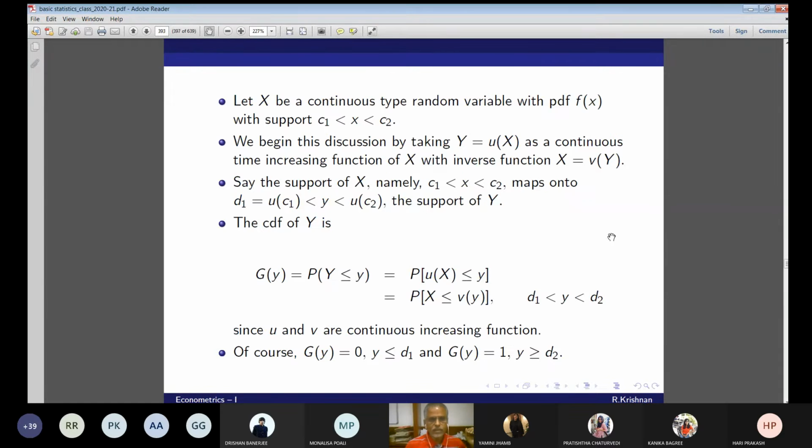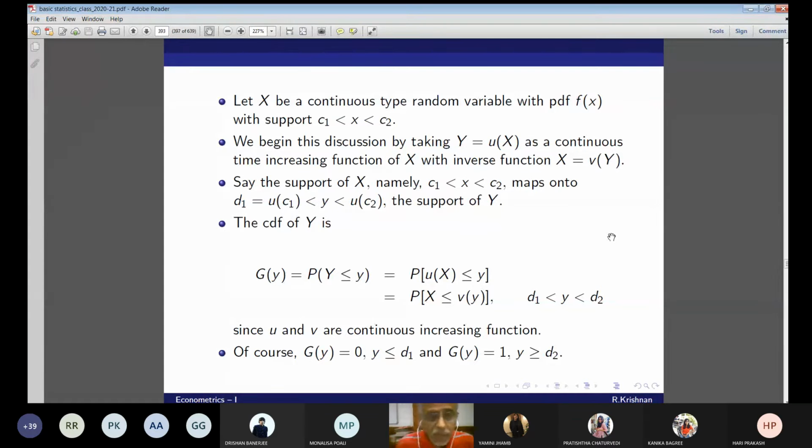Look at this. Let X be a continuous type random variable with PDF fx and support c1, c2. We begin this by discussion. Just a minute. Okay, sorry, somebody was there at the door.